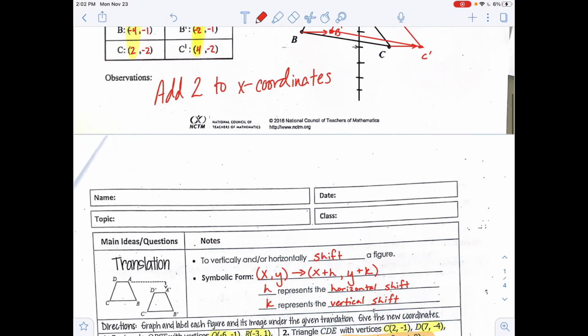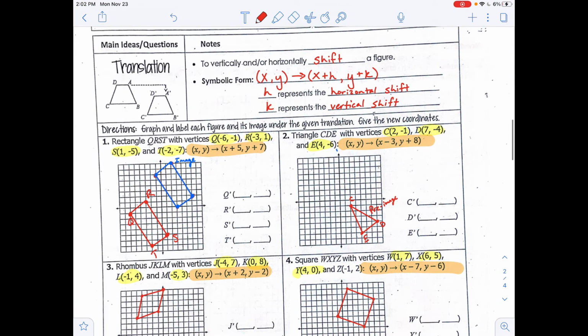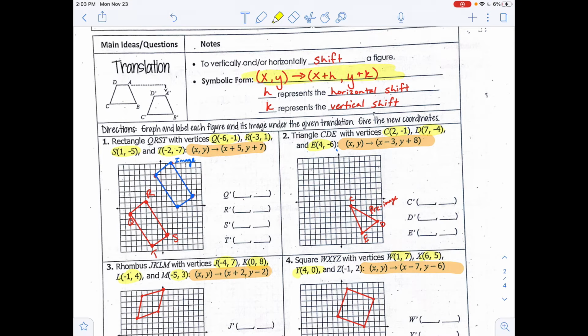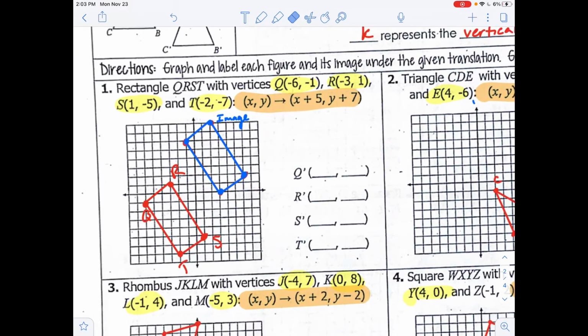All right, so let's get some vocabulary down. Our main idea is that a translation, that sliding or shifting, is a vertical or horizontal shift of a figure. And we're given a rule that helps us to find our image from the pre-image. We take x and y, and I'm going to add or subtract some horizontal shift, and add or subtract some other number from y. All right, and let's look at an example here.